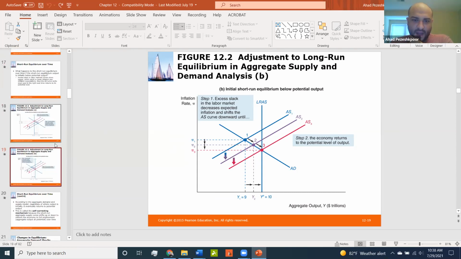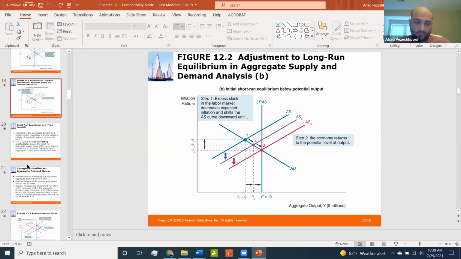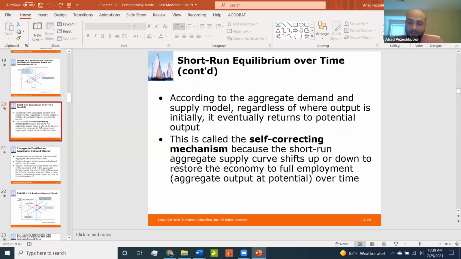So this is what happens when you're below equilibrium. The excess slack in the labor market decreases expected inflation, and therefore it shifts your aggregate supply curve to the right until you arrive back at the potential output level. According to the aggregate demand and supply model, regardless of where output is initially, it eventually goes back to potential. So all this you're doing right now won't matter in the long run.